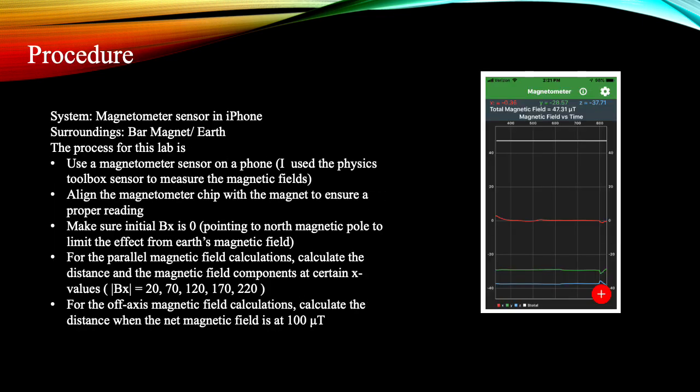As for a quick run through the procedure, using a magnetometer sensor on a phone, align the magnetometer chip with the magnet to ensure proper reading, which we use tape to mark on the phone. Make sure the initial BX component is 0. For the parallel magnetic field calculations, calculate the distance of and the magnetic field components at certain x values that we called R20, R70, R120, and so on. For the off-axis magnetic field calculations, calculate the distance when the net magnetic field is at 100 microtesla, then move your phone up and down on the y-axis without tilting it at all and record the different values.